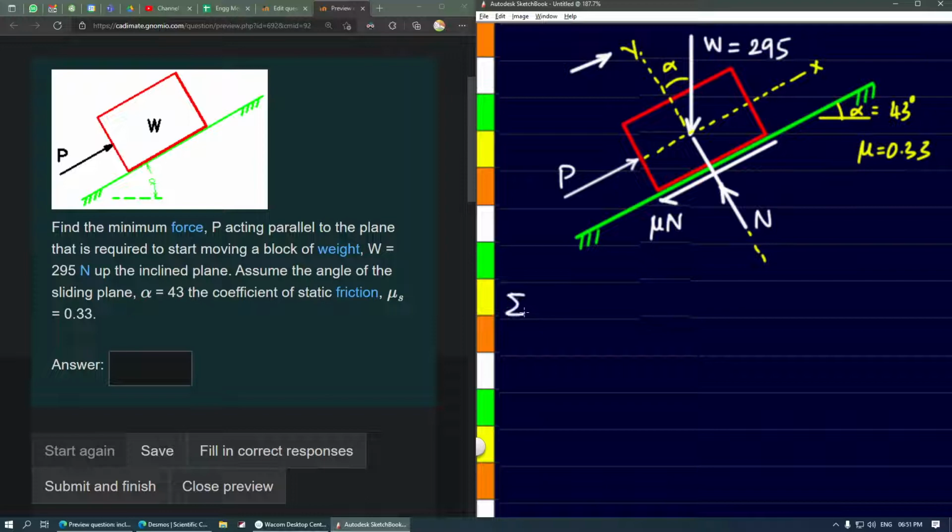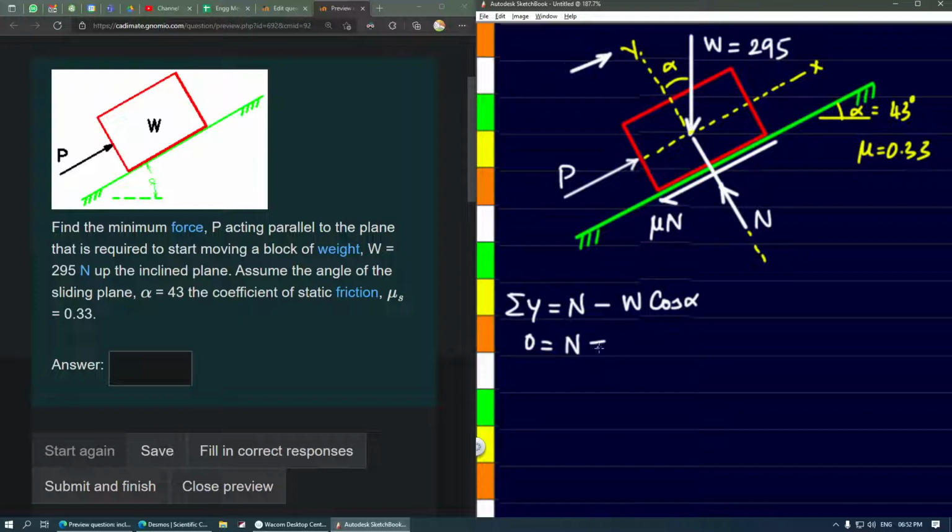So first we will take sigma y, summation of all the components in y direction. Now N is acting upwards, mu N is perpendicular to the y axis, so it will not have any effect in the y direction. Same is the case with P. Let's take the other forces. We have a component of W, the cos component, that is acting downwards. So this total has to be equal to 0 because the block is still in equilibrium.